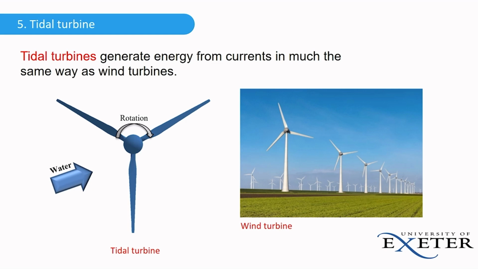Tidal turbine. Tidal turbines generate energy from currents in much the same way as wind turbines. You may see wind turbine around your city or in movies. In same way, tidal turbine can convert tidal energy to kinetic energy, to useful energy. Wind turbine converts wind energy to kinetic energy, to useful energy, to produce, for example, electricity.